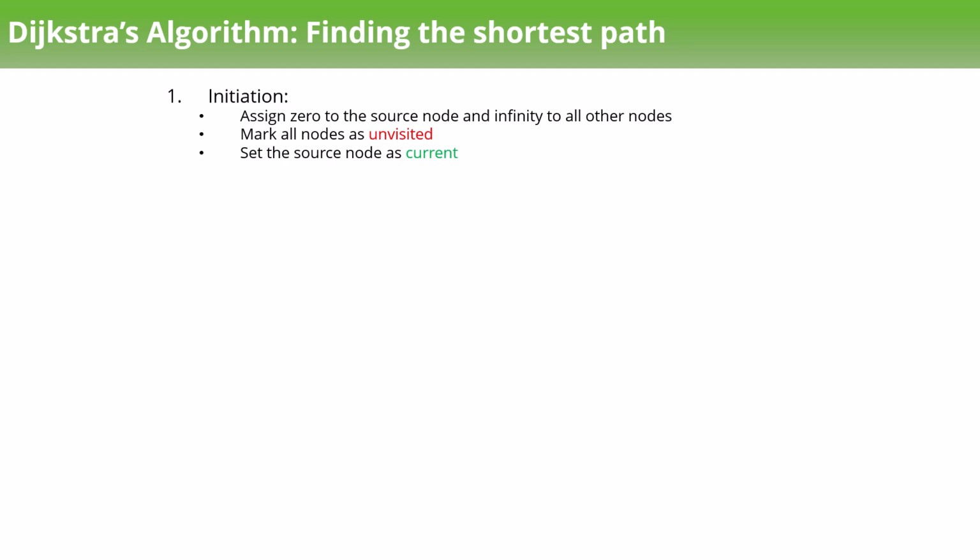So the step-by-step procedure of Dijkstra's algorithm is here. The first step is initialization. Choose the source node, assign distance equal to 0 for the source node and distance equal to infinity for every other node, and mark all nodes as unvisited. The source node becomes the current node.